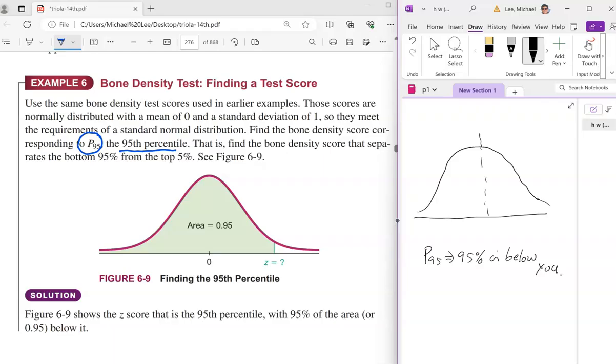So 95%, everything is 100%. So this may be P95, because this area is 95%. Then this area is 5%. Okay? And so this point is P95.